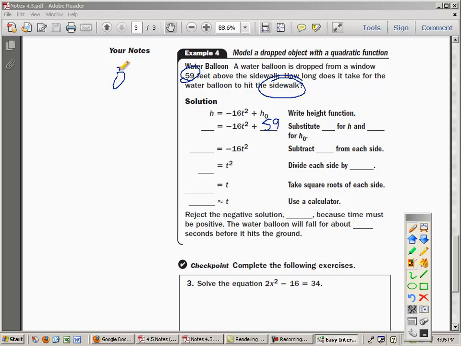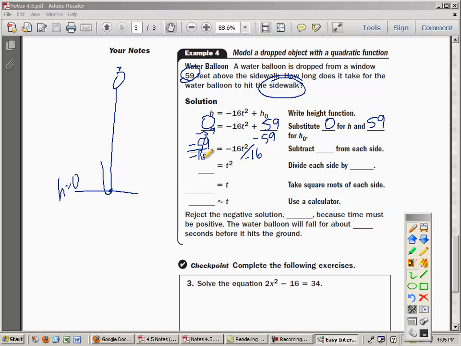Here's my water balloon, here's the sidewalk, I drop it, and so the height of that thing is equal to 0. So I want to know at what time will the height equal 0. So I substitute in 0 for height and 59 for the original height of the object I'm going to drop. Now, I'm going to subtract 59 from both sides. And so this becomes negative 59 is equal to negative 16t squared. Divide both sides by negative 16.